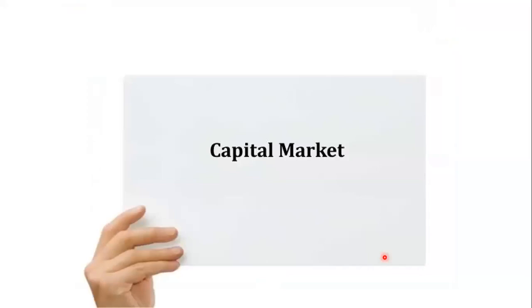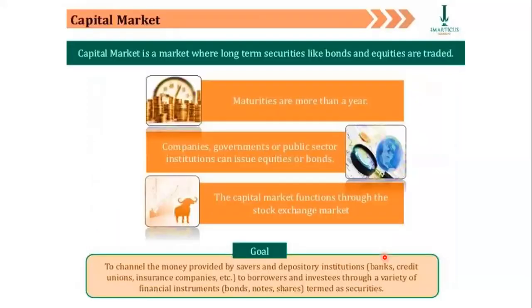Now we'll discuss the capital market. The capital market is a market where long-term securities like bonds and equities are traded. The most important word here is long-term. Long-term means it matures after more than 1 year, that is, after 12 months.